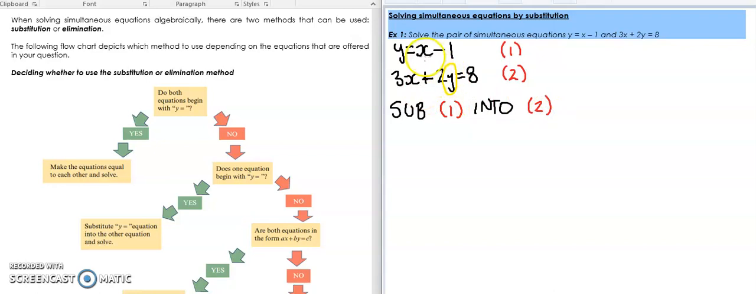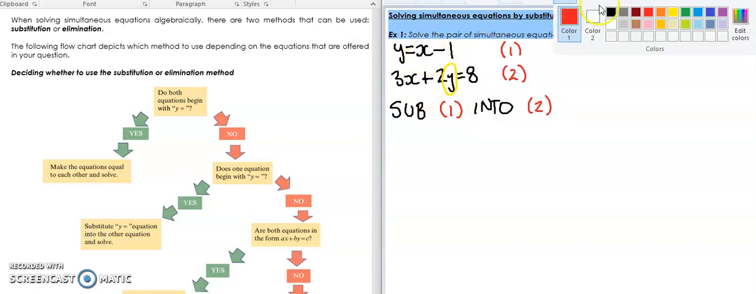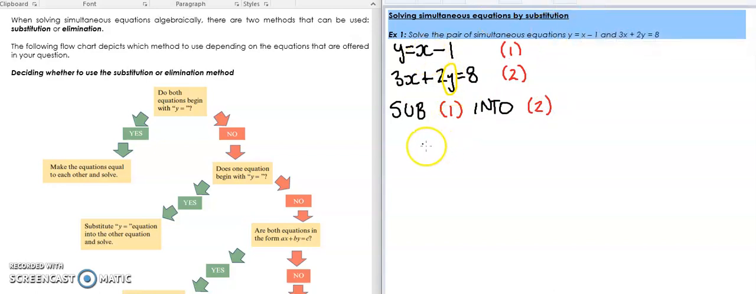Whenever I see a y, I'm going to replace it with an x minus 1. And you'll see why I'm going to do this. So equation 2 is now going to look like 3x plus 2. I'm going to do an open bracket and put the x minus 1 close bracket is equal to 8.